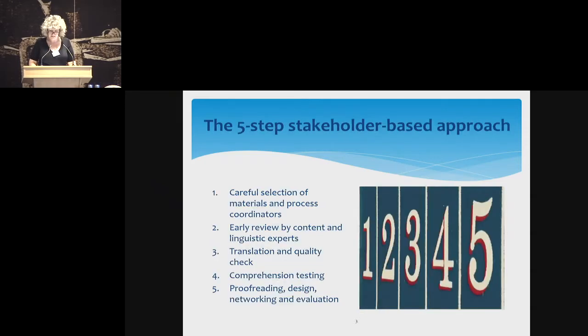So the five-step stakeholder-based approach is, first of all, we need to carefully select the materials and the process coordinators. We need to do an early review by content expert and linguistic experts of the materials we are translating. Then we actually send the material to translate, and we have a quality check to assess that the translation is equivalent, is transferring the original concepts. Then a key step is the comprehension testing. And finally, there is this proofreading, design, networking, and evaluation step.